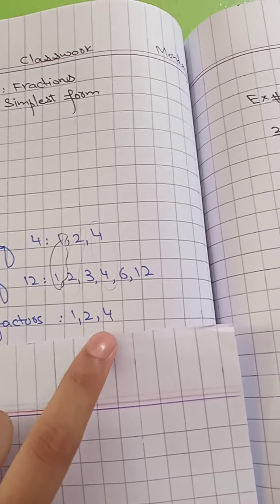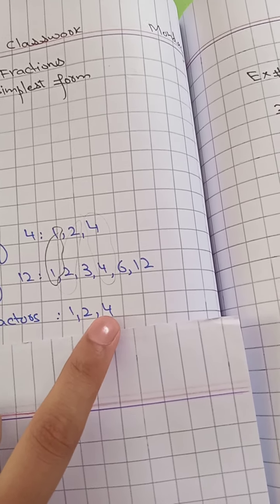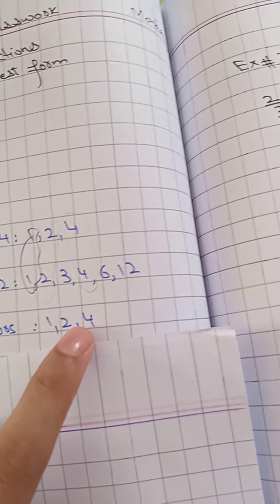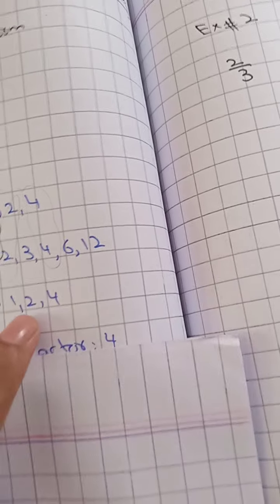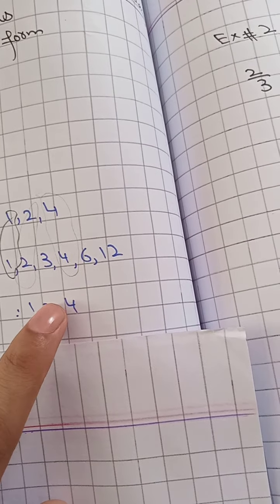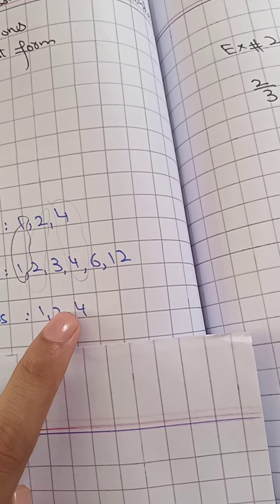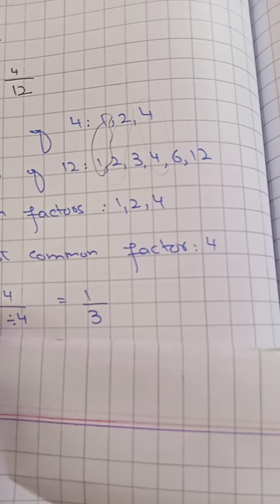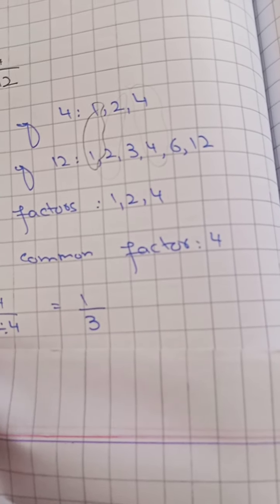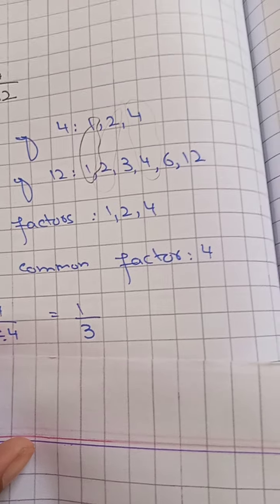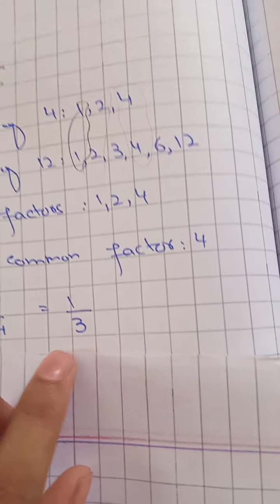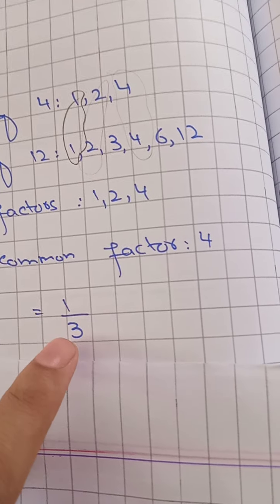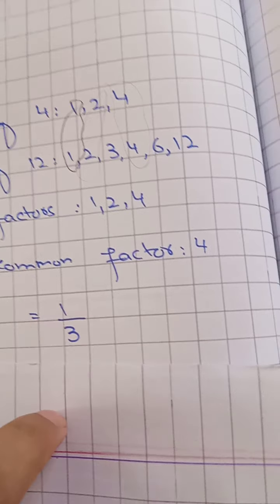Okay, after finding our greatest common factor, what we'll do, we will divide our numerator and denominator with our greatest common factor, like this. I'm going to divide my numerator and denominator with my greatest common factor, that is 4. 4 1s are 4 and 4 3s are 12. Now look at this, 4 by 12 in its lowest term is 1 upon 3. Okay, that is 1 upon 3.